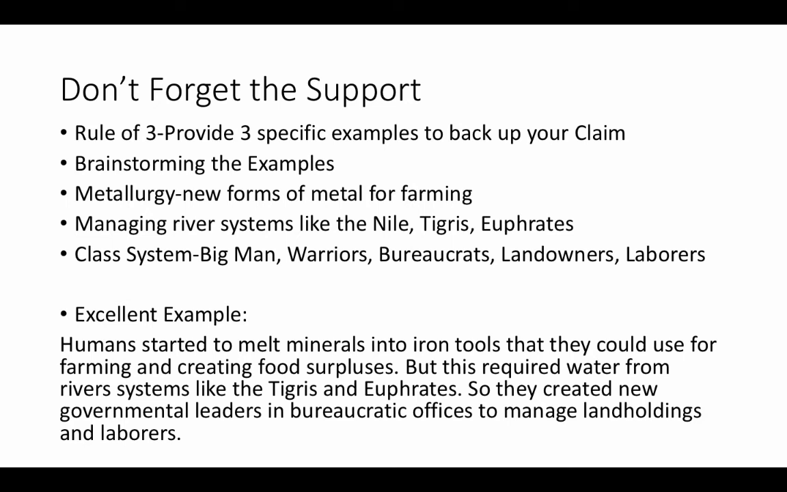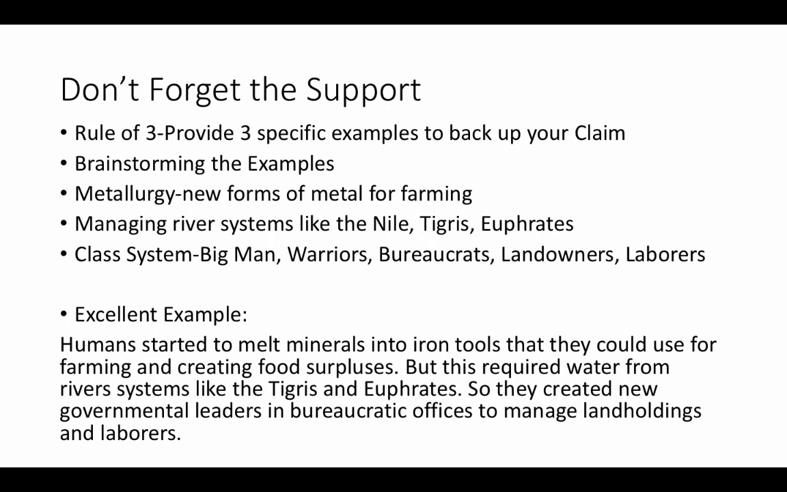Metallurgy, for example, one of the things that we got from the first couple chapters, new forms of metal for farming. Some social issues would be managing river systems like the Nile, Tigris, and Euphrates, and then out of that comes the social issues of the class system, okay, the big man leader, warriors, bureaucrats, landowners, and laborers. So here's what we can do then to provide those examples in order to provide our rule of 3.